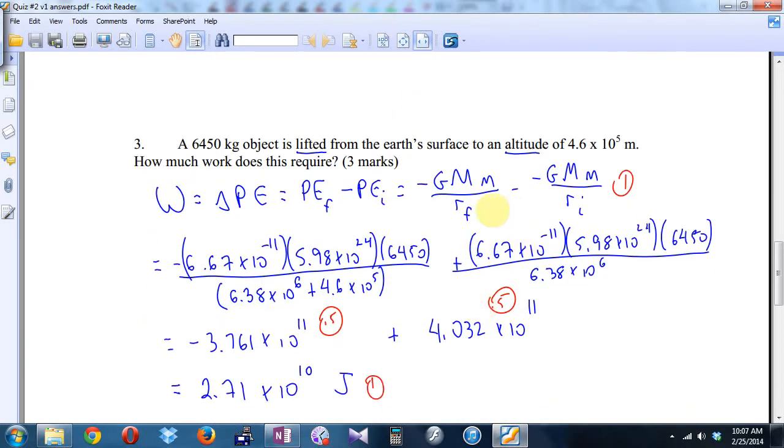I said, okay, if I saw that, that gets you 1 mark. Negative big G, mass of the Earth, mass of the satellite or object, over radius of the Earth plus the altitude. Minus minus is a plus. Carefully, I crunched the numbers. I kept 4 or 5 sig figs, and then I added them together and got 2.71 times 10 to the 10th joules. I'd take 2.7 times 10 to the 10th joules. Again, if you know you're going to be using numbers in further calculations, carry them to 4 or even 5 sig figs. Final answer is 2 or 3 sig figs.